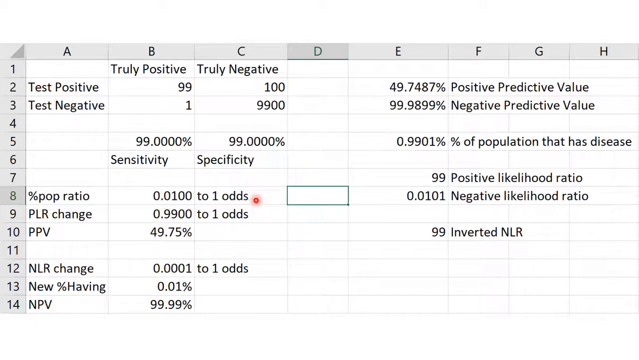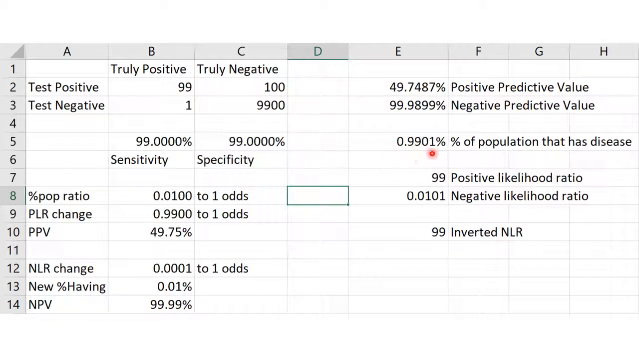Even though we're increasing our odds by 99 times, which is a super significant number, especially when you think of what lecture said, greater than 10 is very significant, we increased the odds 99 times, but because it was so rare to begin with, we were still slightly under a 50% chance. Now the opposite happened for the negative likelihood ratio.